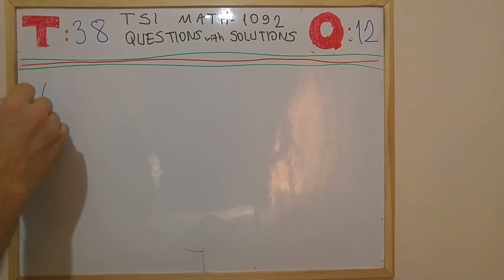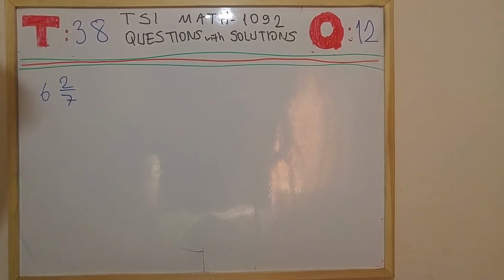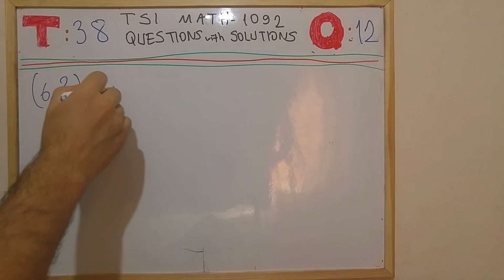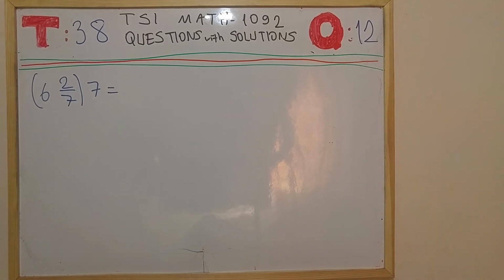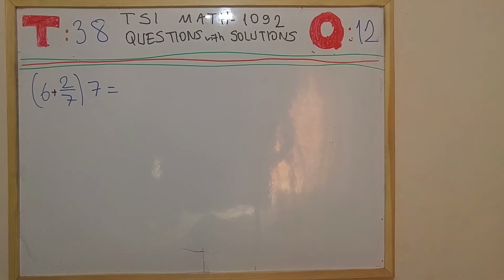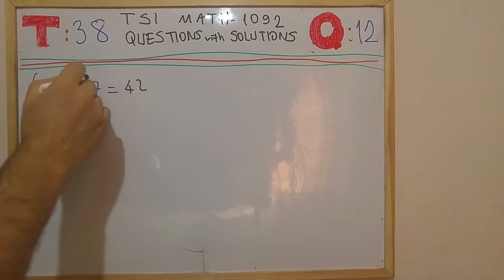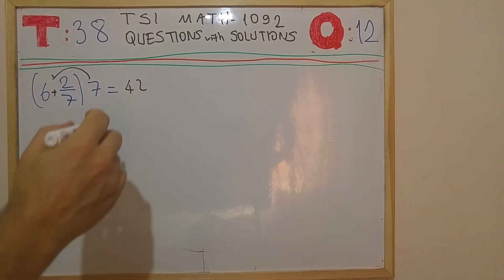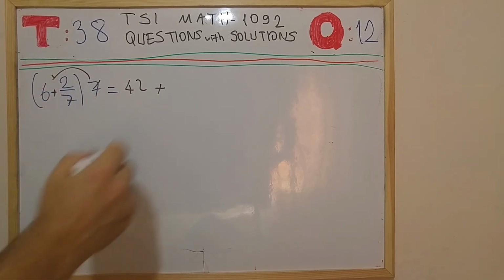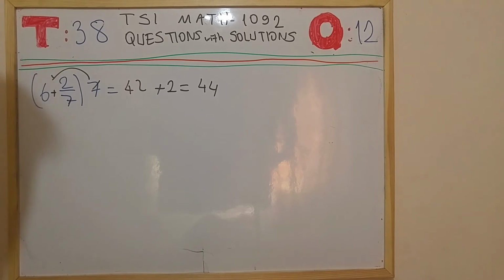Anderson walked for 6 2/7 miles last week, and Oscar walked 7 times this distance. So how much has he walked? This is equal to, we can call it 6 plus 2 over 7, times 7. So this is going to be 42 when you multiply 7 by 6, plus 2 times 7 over 7. These 7s will cancel out, so it's going to be left with 2. So the answer is 44 miles.